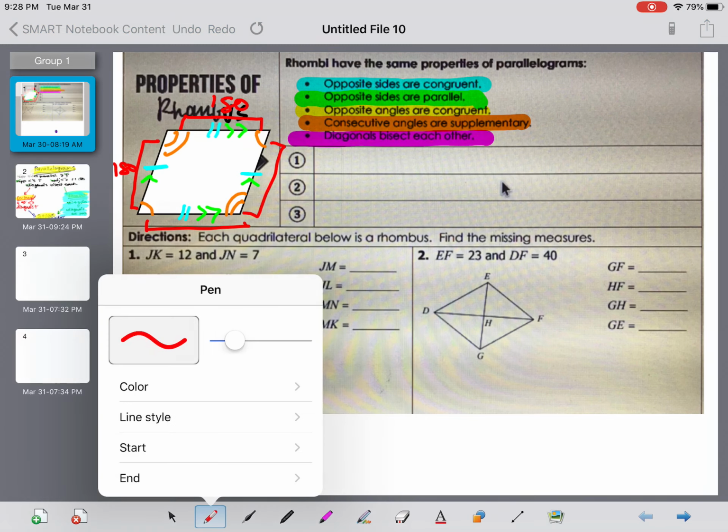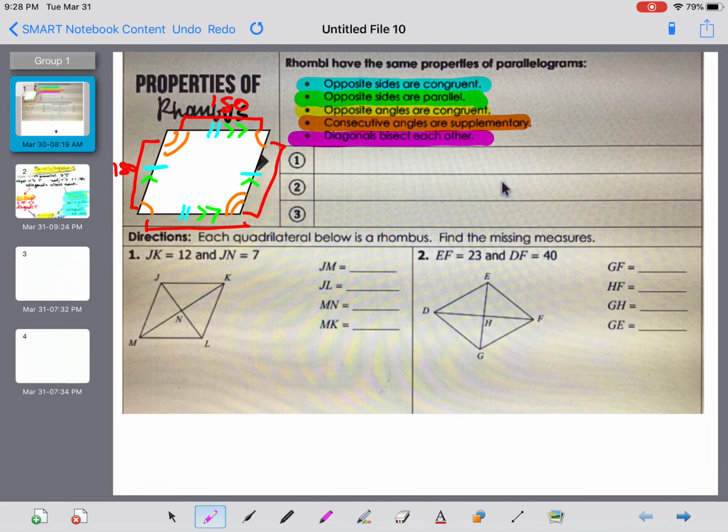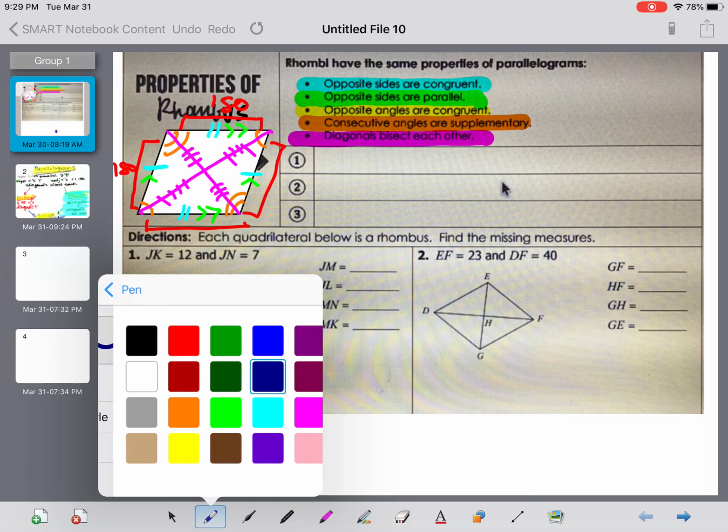And then the last thing that this tells us is that diagonals bisect each other. We know, because we've already dealt with this before, that if I draw this diagonal here and this diagonal here, this piece is going to be equal to this piece, and this piece is going to be equal to that piece. So that's what all of those things mean.